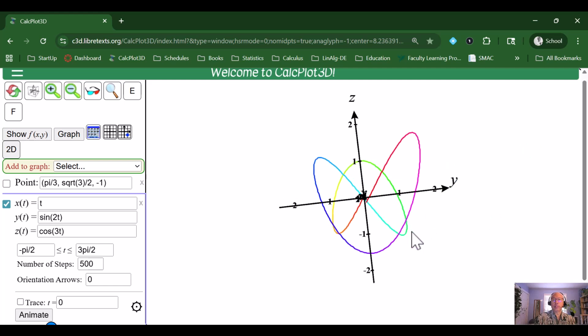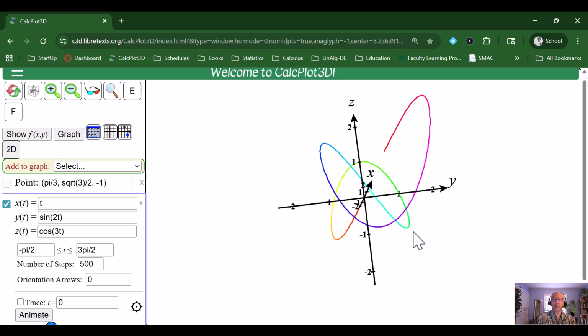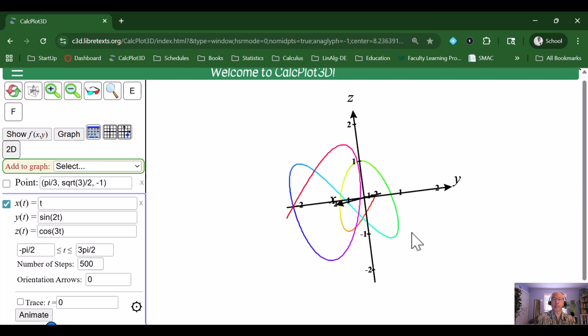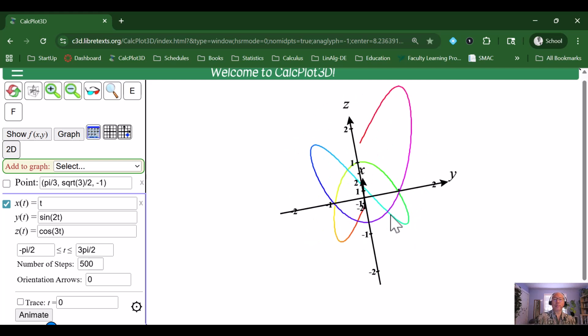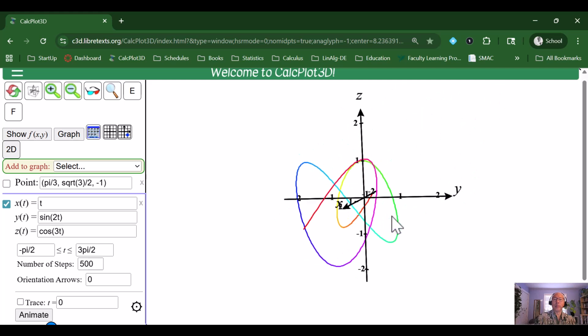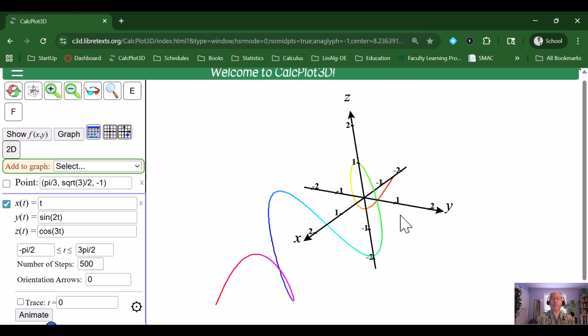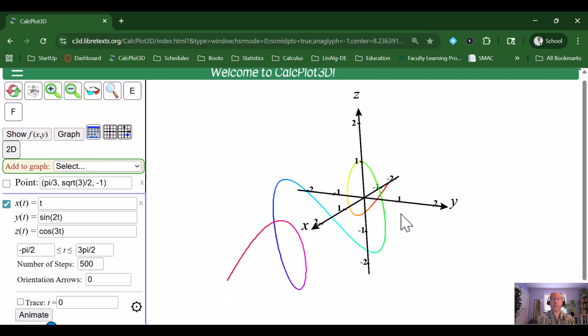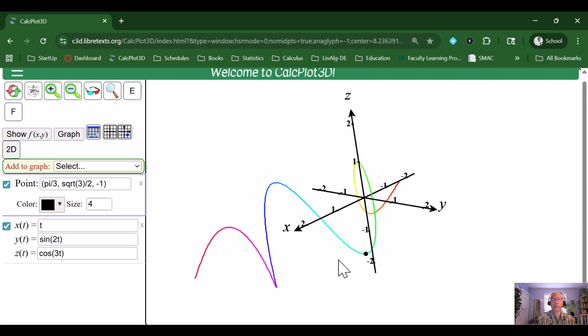But an interesting point of view is that if you look at it directly from the positive x-axis, if I can get this figured out, you can see that it looks like some sort of a polar coordinate graph. Okay, I can't seem to get it, so let's just leave it at that. Anyways, the point that we're looking at is pi over 3 and then √3 over 2 and then -1. So let's take a look at that point. That point is indeed on the graph, so that's good news.